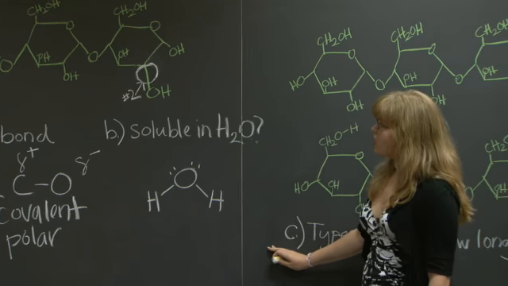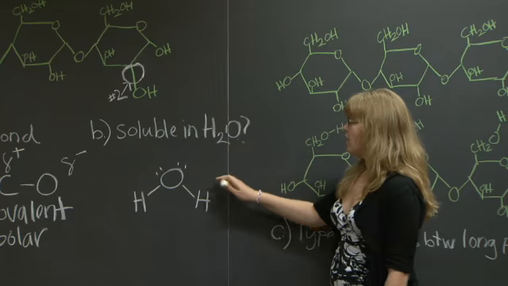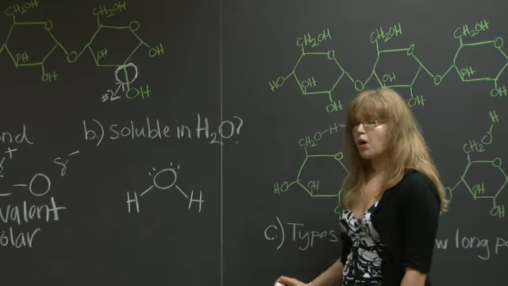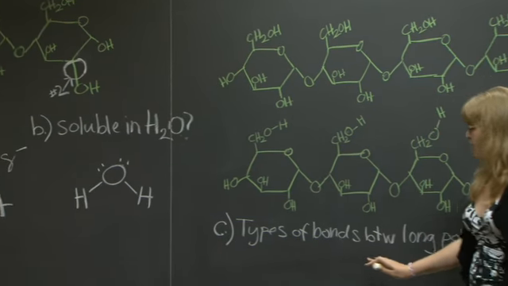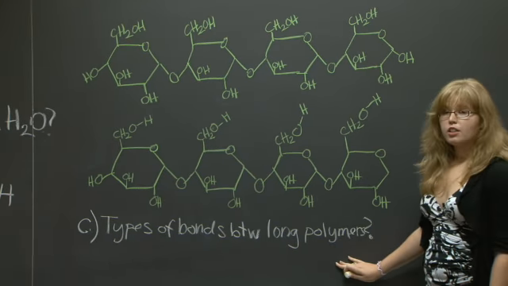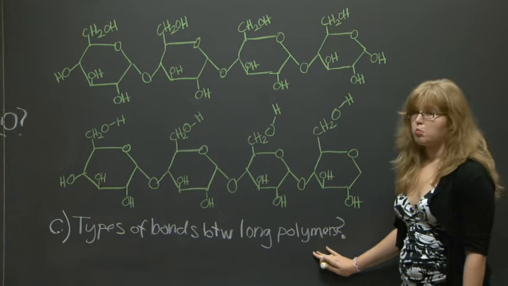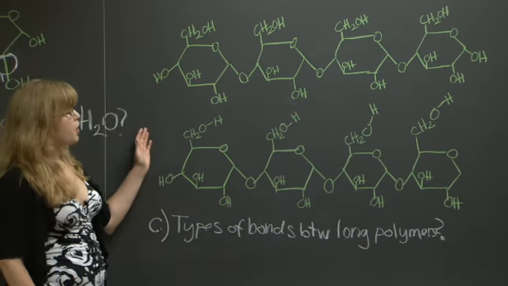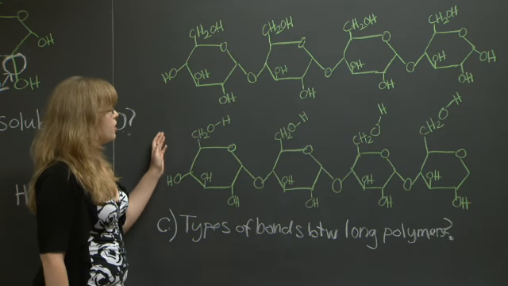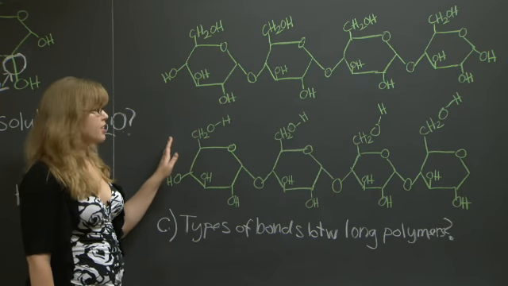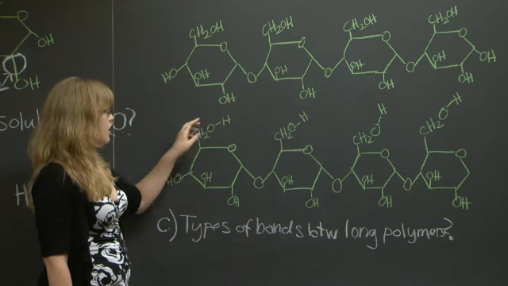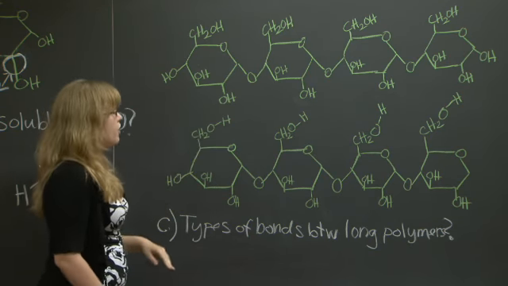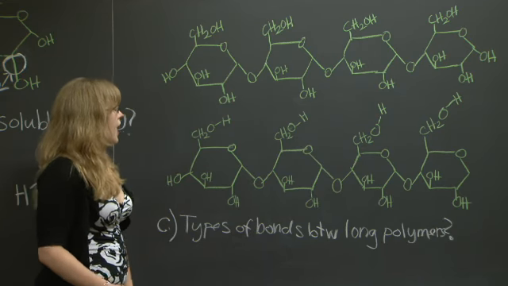So now that we understand why sugar dissolves very easily in water, we'll move into the third part of the problem, where they ask what types of bonds can form between these long polymers. So looking at these polymers, the first thing that we can notice is that there are these oxygens and hydrogens on each of the polymers.